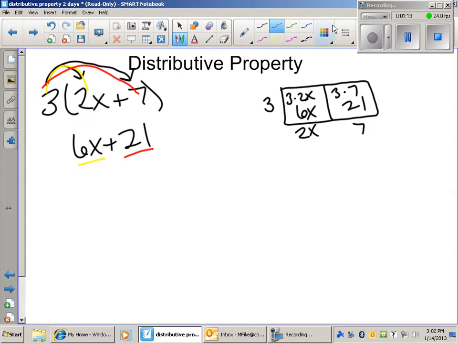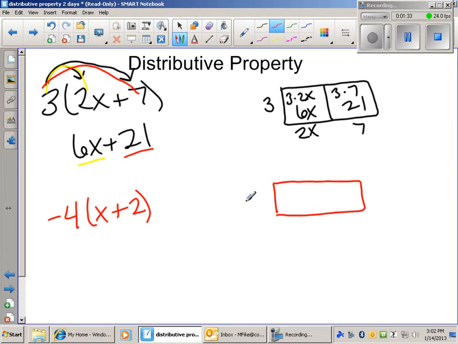So if we do another problem, this one we'll just put a negative out front. So we have negative 4 times (x + 2). Again, you could draw the rectangle to help you stay organized. The negative 4 would go out front, and you'd have an x and a 2. Now remember that the number that lives in front of an x, if you don't see one, is a 1. So you can put that there if that helps you.